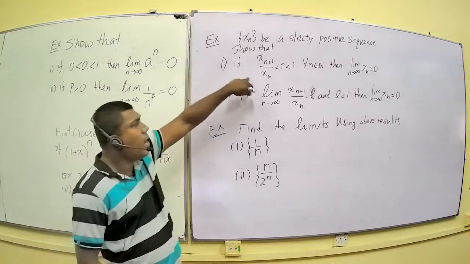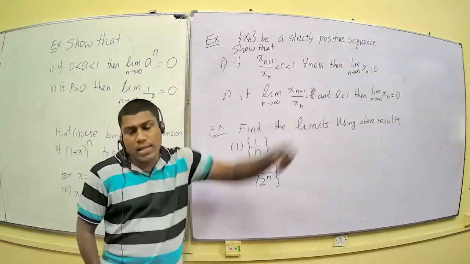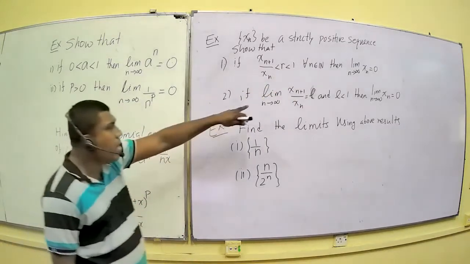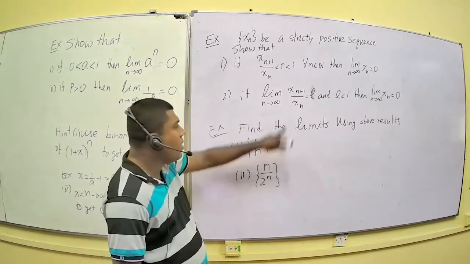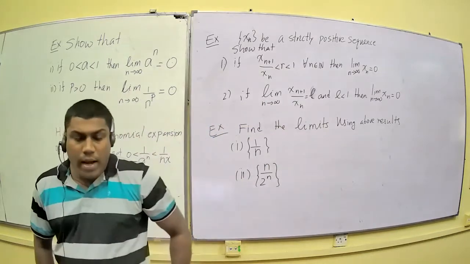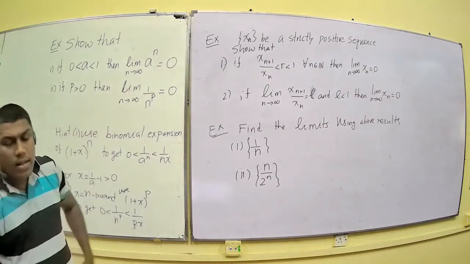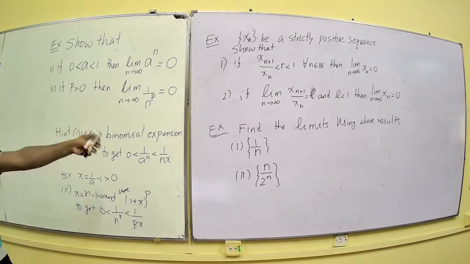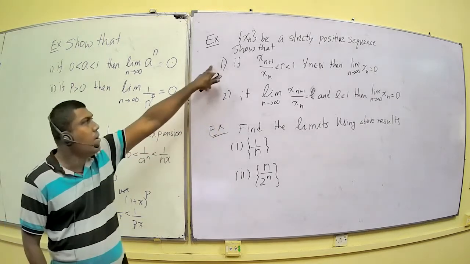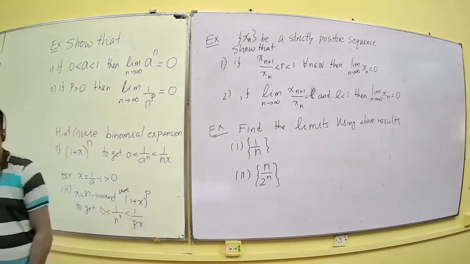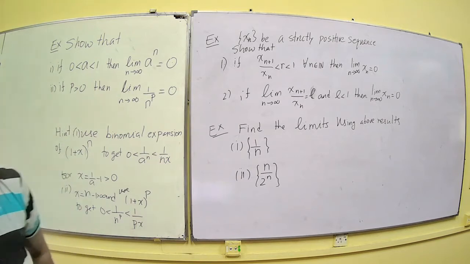So you can take the ratio, and if the ratio is less than 1, then you can say it goes to 0. Or if the ratio depends on n, then you take the limit of the ratio, and if that value is less than 1, then you can say the limit is 0, right? So actually the first one can be found by using this result, and the second one can be found by using this, right? So these are exercises.